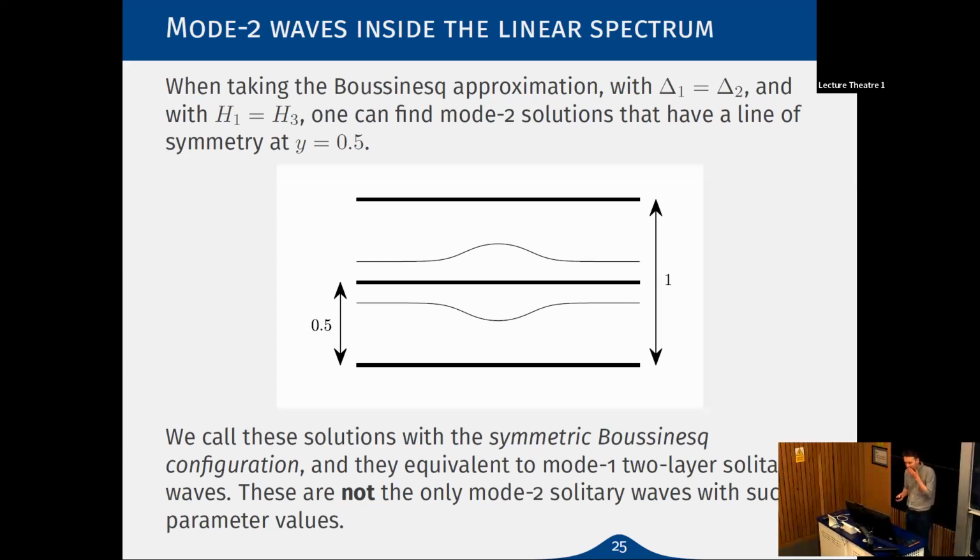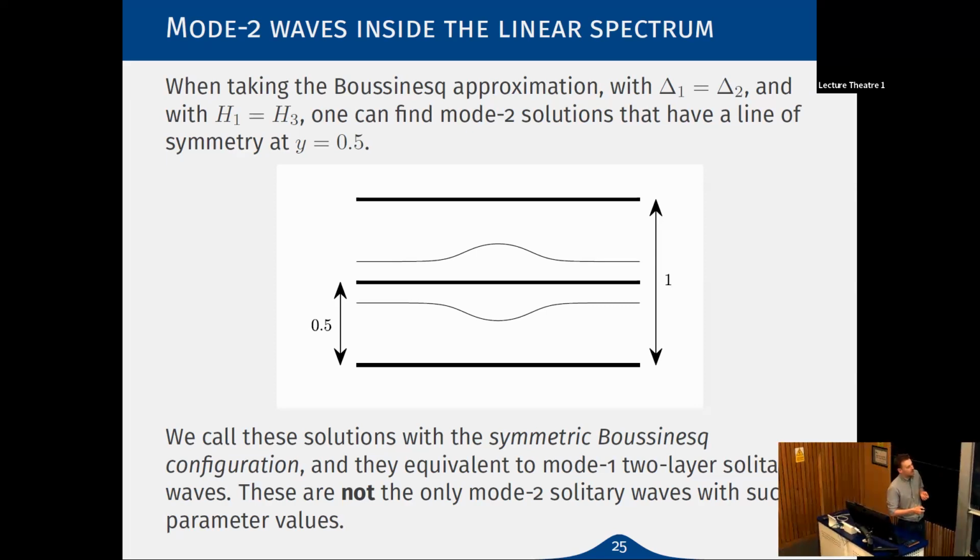It is the case that people have found embedded solitary waves in the past of mode 2. It is not called that. If you take the Boussinesq approximation by removing density contributions to the inertial term, and you satisfy some symmetries, the top and bottom layers of equal thickness and symmetric density stratifications, you can find mode 2 solutions with a line of symmetry about the mid-depth.